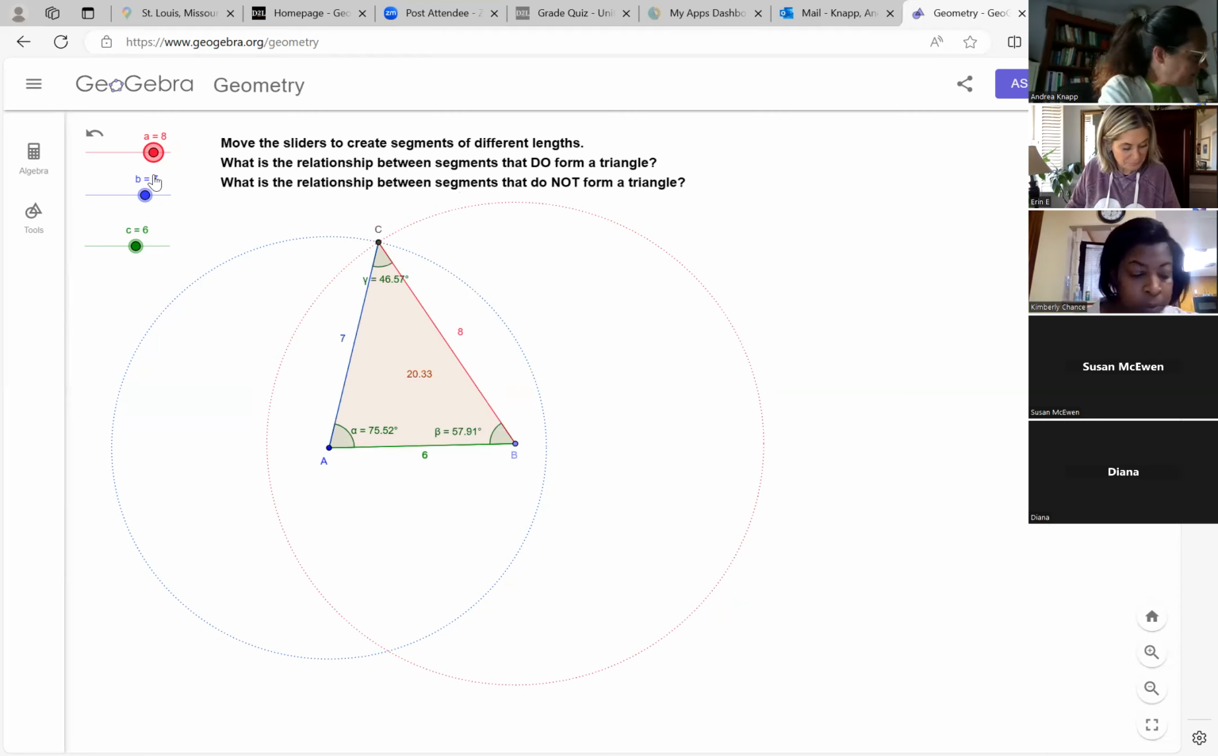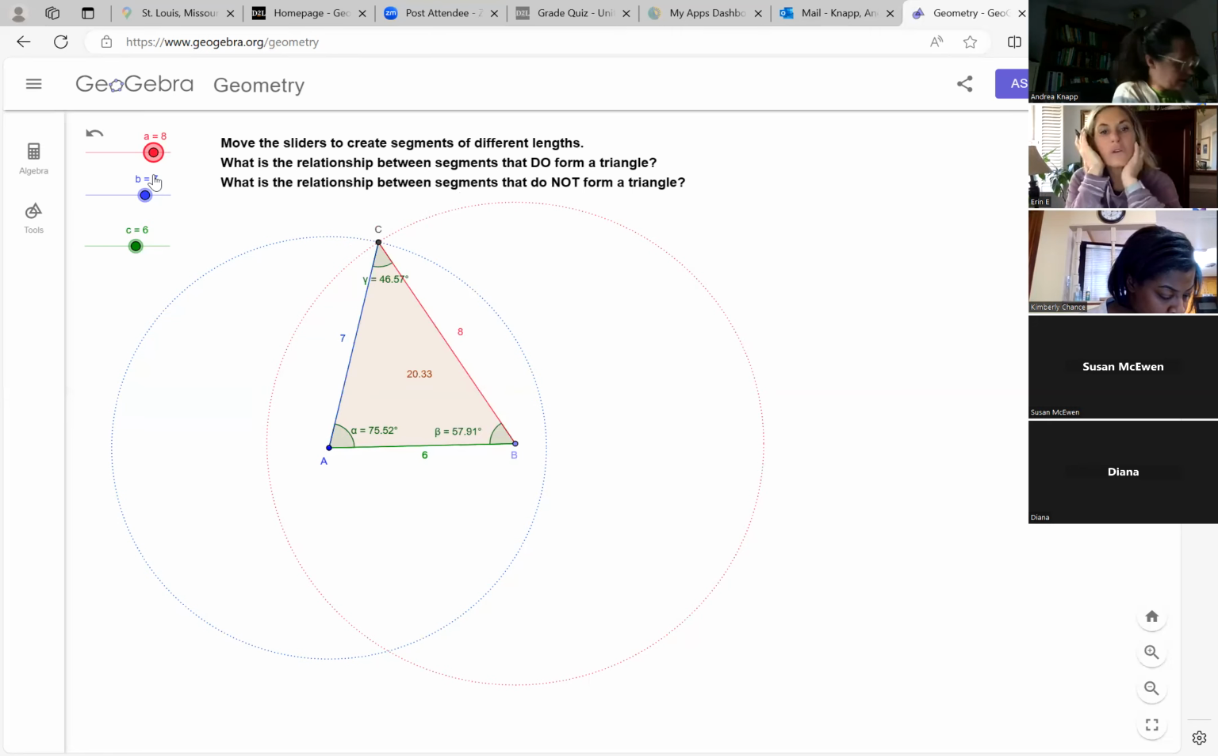Double check ourselves in that. So would a non-included angle be that? Could it also be that B one? Yeah, it could be beta as well. Oh, beta. These are Greek letters.